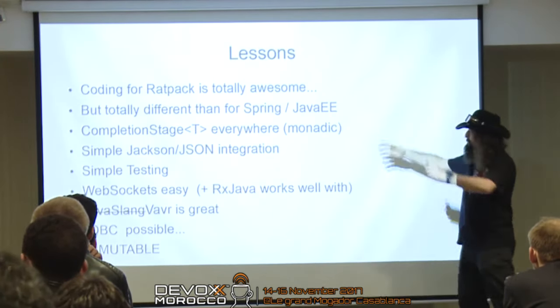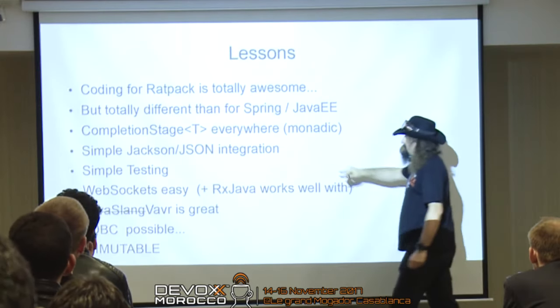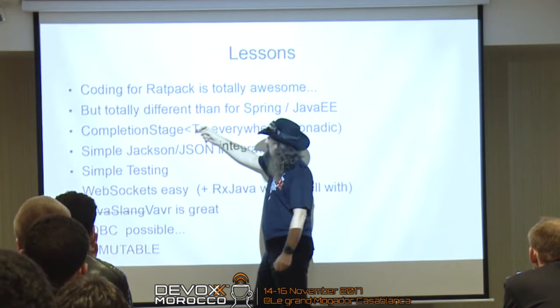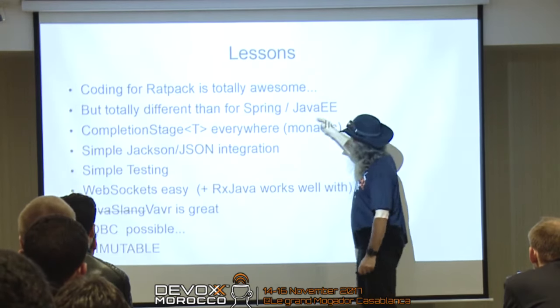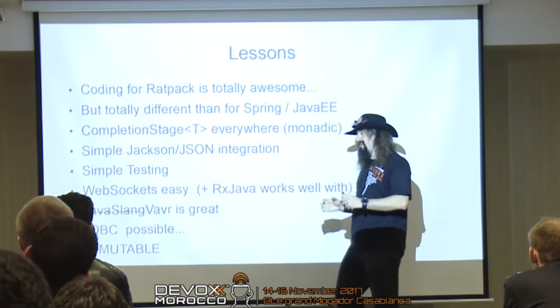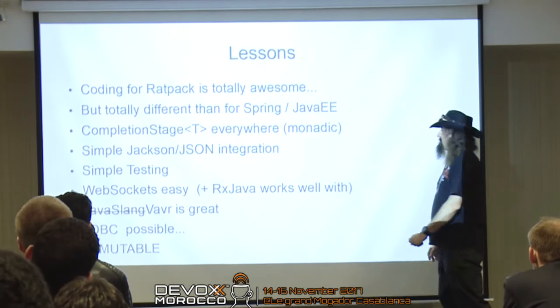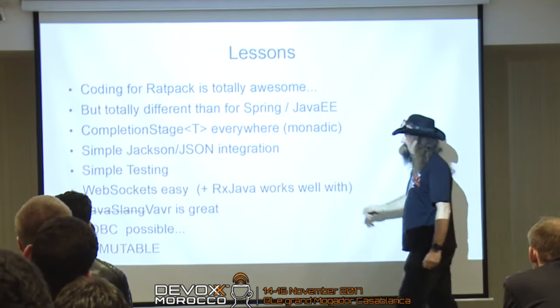It's a completely different mindset. The bad and good part: you have a completion stage, or it's also called a promise, or future, everywhere. So you have monadic code. In Java, it doesn't look nice at all. That's the bad part. It looks better in Kotlin or in Scala.